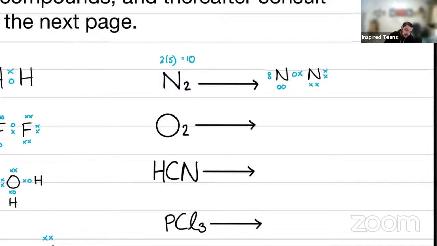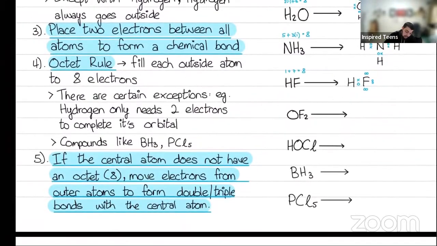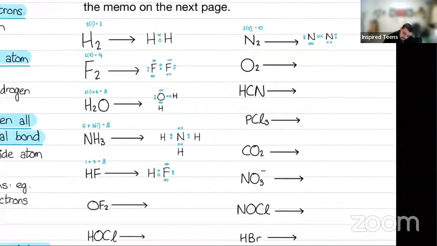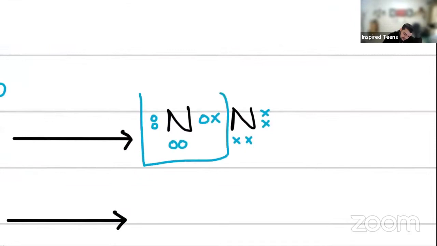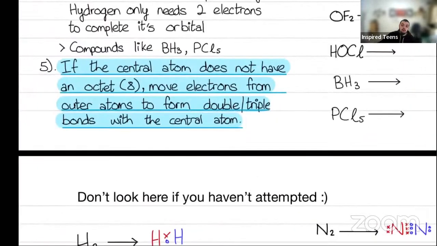Now, we followed the octet rule, right? However, each nitrogen does not have 8 valence electrons. Each nitrogen has 6, which is a big problem, because we need to have 8. It needs to follow the octet rule and fill up all eight electron spaces in its orbital. So that's when we go to step number 5.